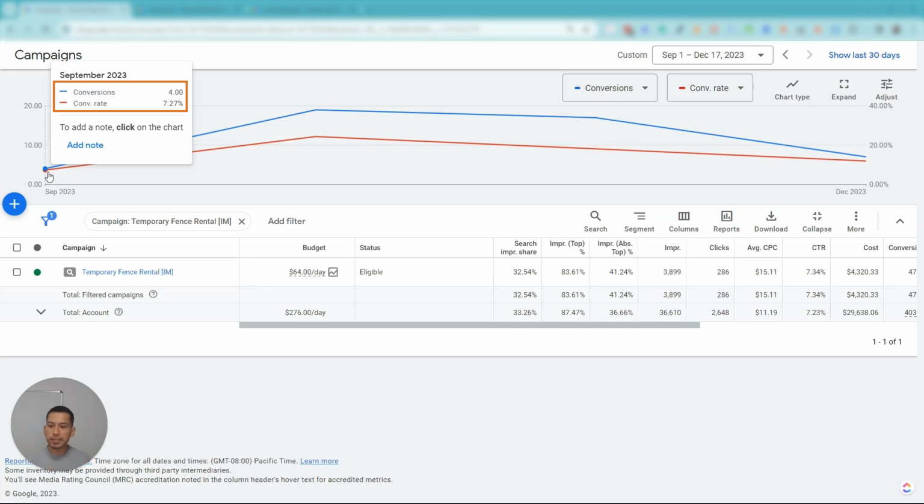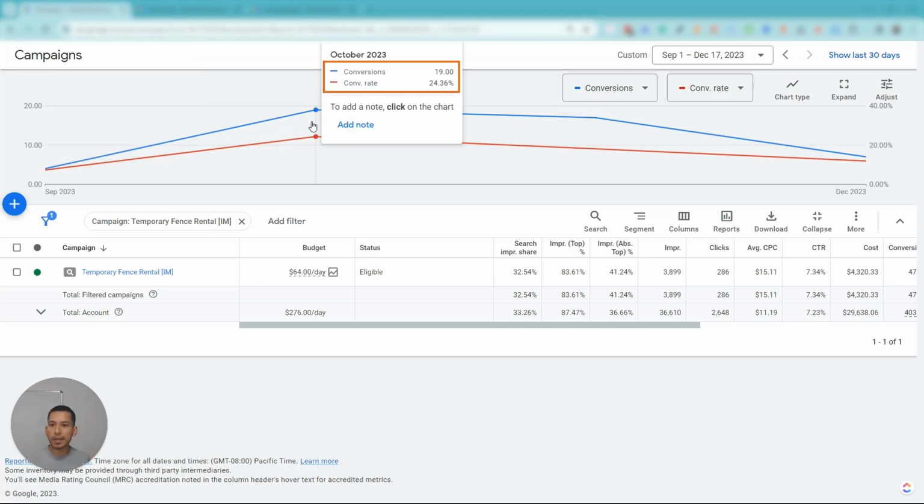But it's good that you see the slow period in September and then how it improved in October to 19 leads, right? And a conversion rate of 24%. So that's almost 25% conversion rate. That's really, really good when it comes to lead generation campaigns. We try to shoot for 20% and up. Anything above 25 is excellent.